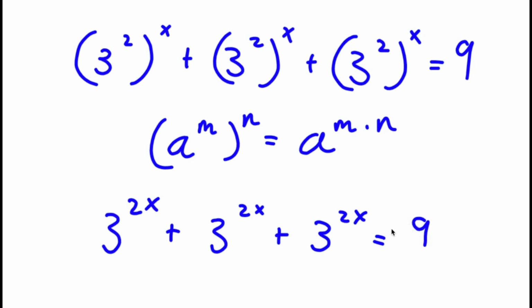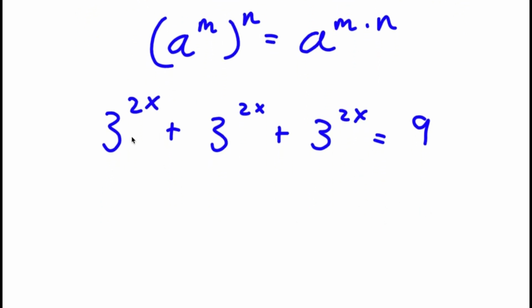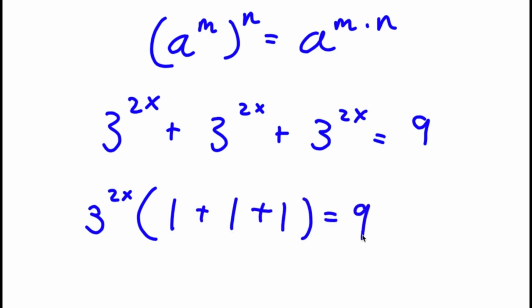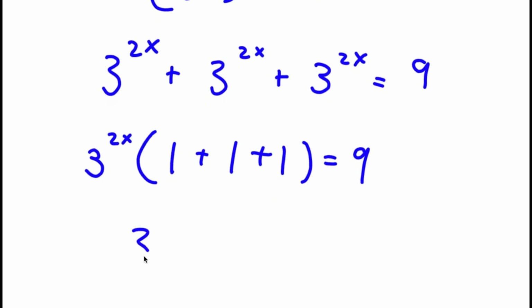Now from here, if I factor out 3 to the power of 2x from my left-hand side, I get 3 to the power of 2x times (1 plus 1 plus 1) is equal to 9. Now 1 plus 1 plus 1 is simply going to equal 3. So now I have 3 to the power of 2x times 3 is equal to 9.